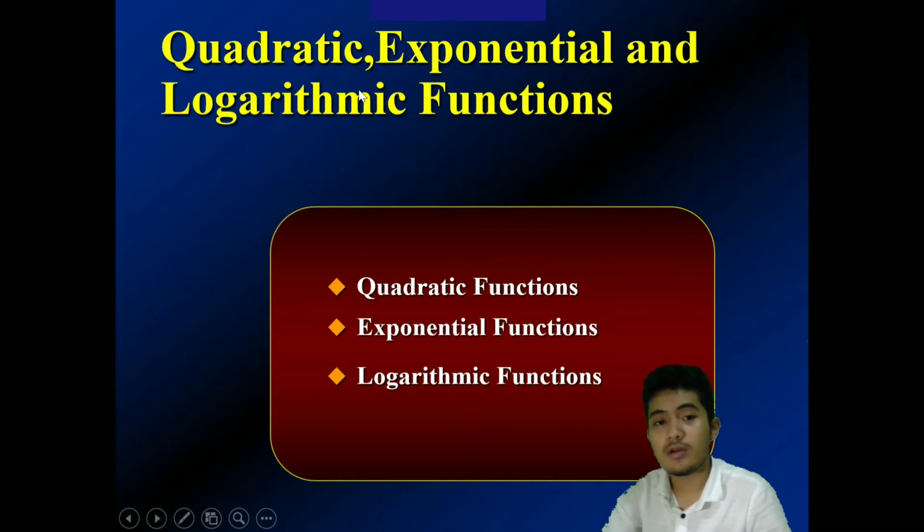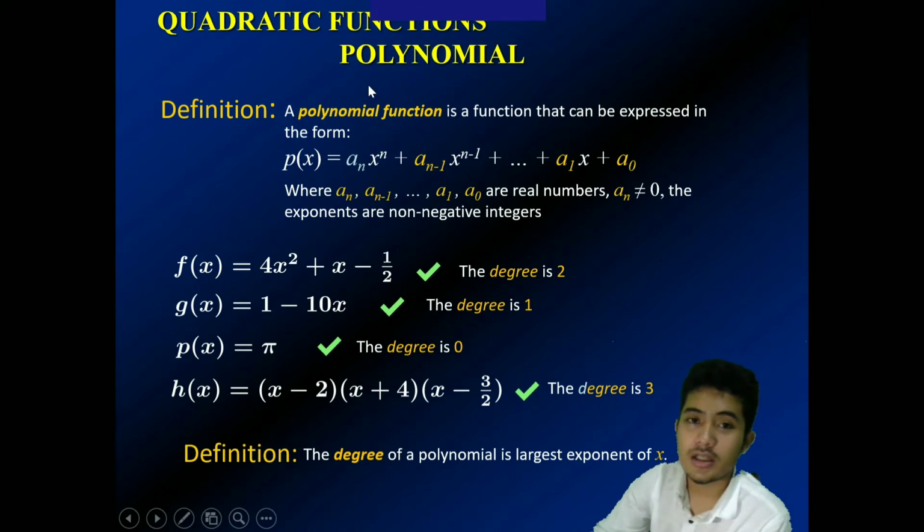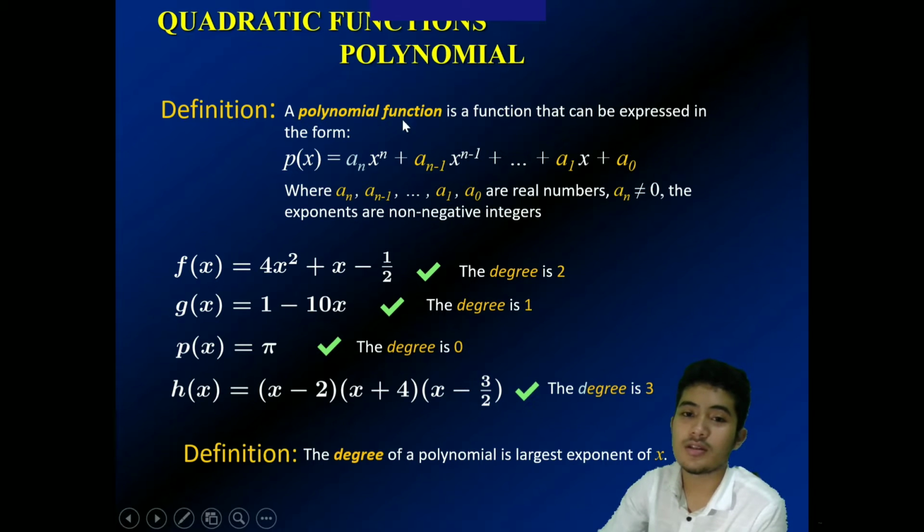Today I will explain about quadratic function, exponential function, and logarithmic function. First we get the quadratic function, and we get the polynomial. The definition of a polynomial function is a function that can be expressed in the form shown here, and this is the form of the quadratic function and polynomial.